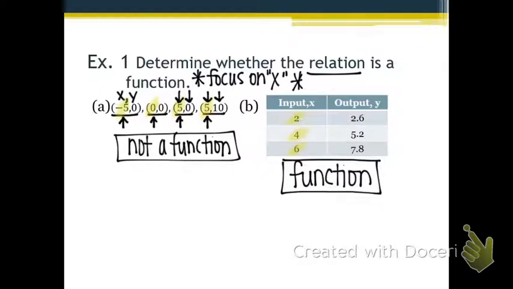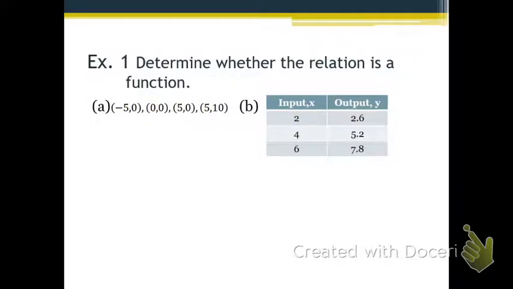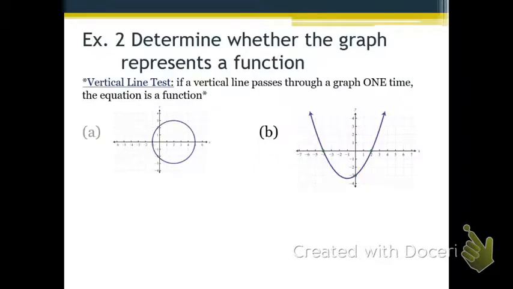What would your explanation be here? This is not a function because the input of 5 has 2 different outputs. Okay? But for every input, there can only be one output. Have I lost anyone yet? Now, we move to example 2.